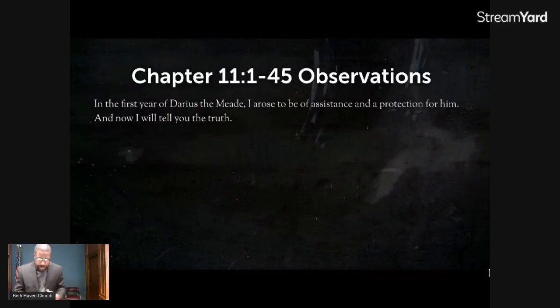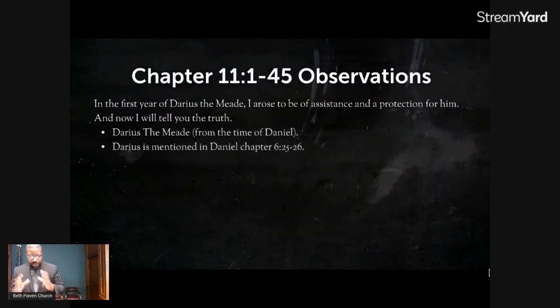Here we go. In the first year of Darius the Mede, I rose to be of assistance and protection for him, and now I'll tell you the truth. This messenger says this is Darius the Mede from the time of Daniel. Darius is spoken about in various chapters of Daniel, but especially in chapter 6, verses 25 to 26. A couple of chapters over, we read about Darius. This is after Daniel is thrown into the lion's den. Again, Darius trusted Daniel, but threw him in because of the ordinance that he wrote.